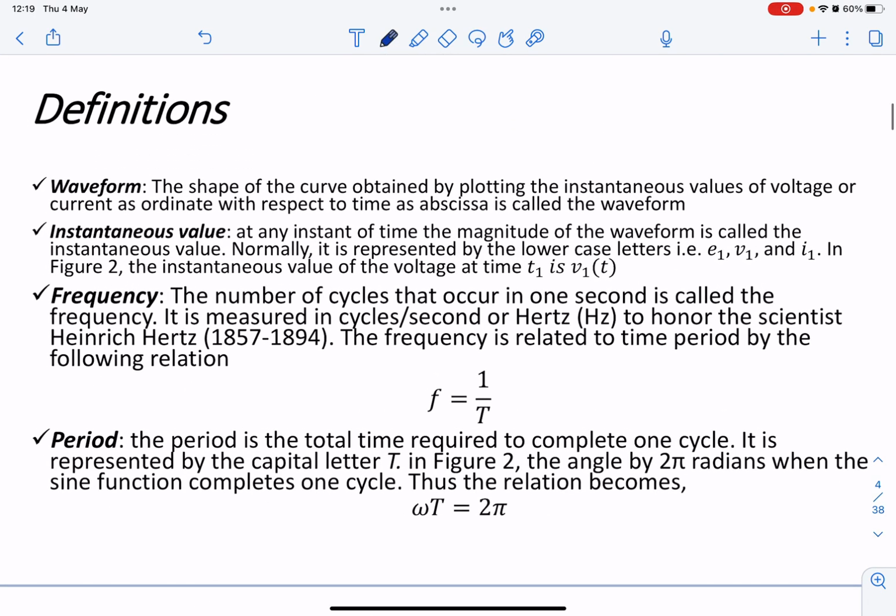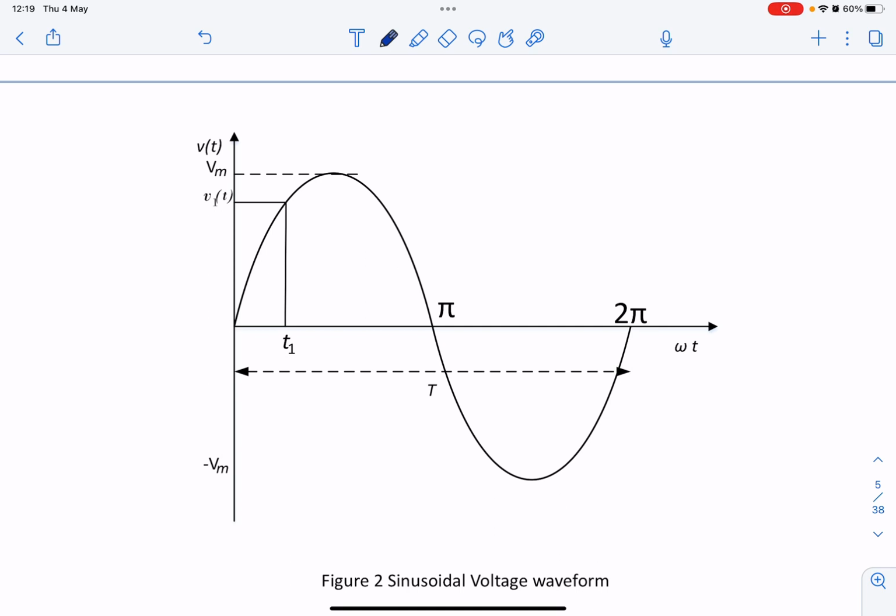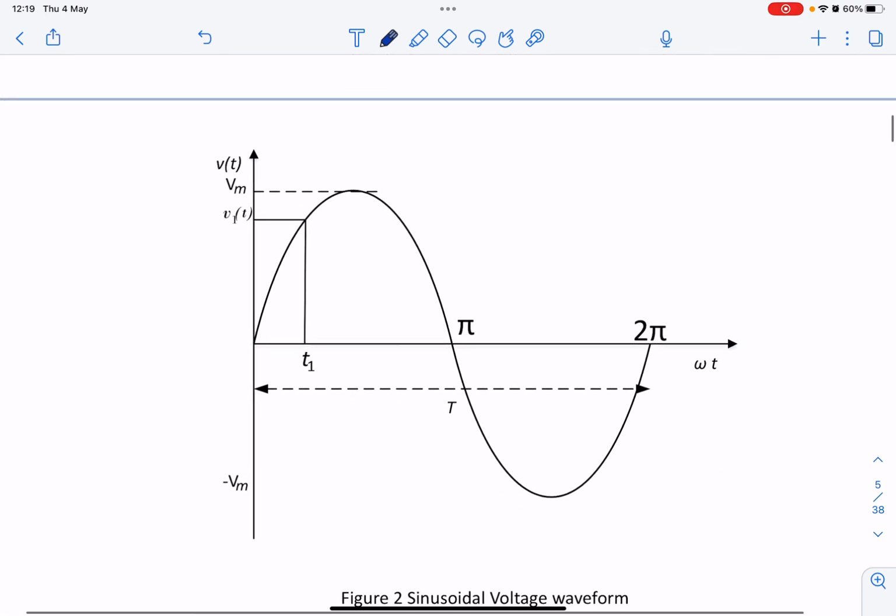There is also the instantaneous value. This instantaneous value means the value of the voltage or current, it depends on time. So let's say we want to look at when time t equals 90 seconds. At 90 seconds, what is the voltage? We can see that the voltage here is maximum. So we can say that the instantaneous value of the voltage when the time is 90 seconds is the maximum value.